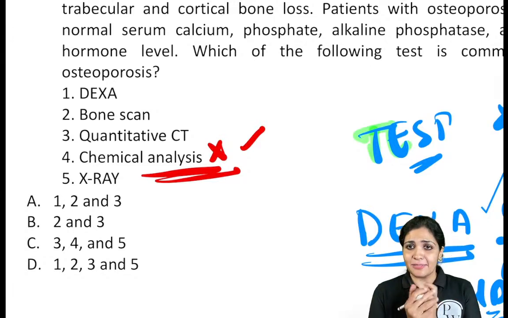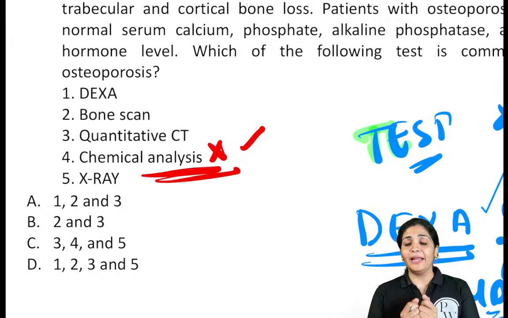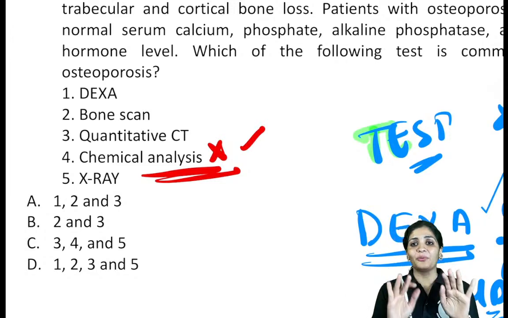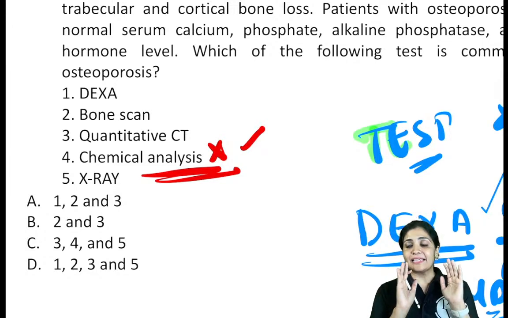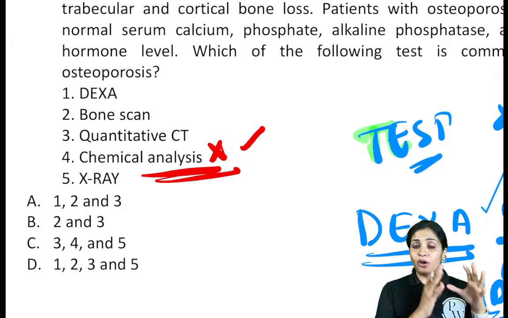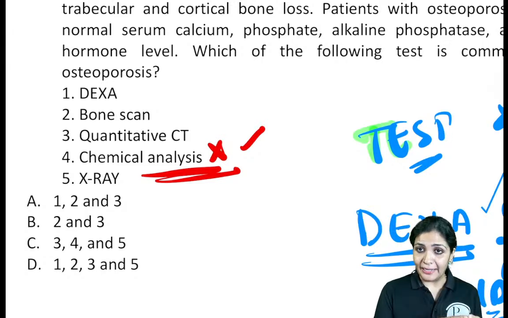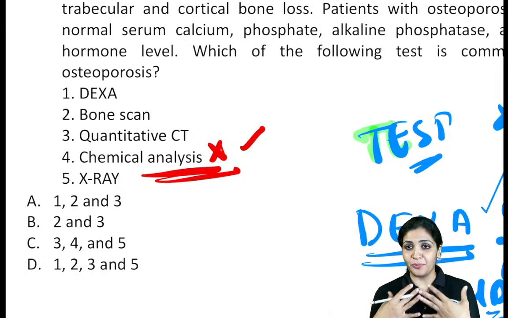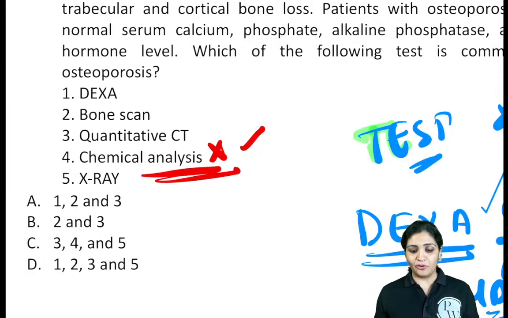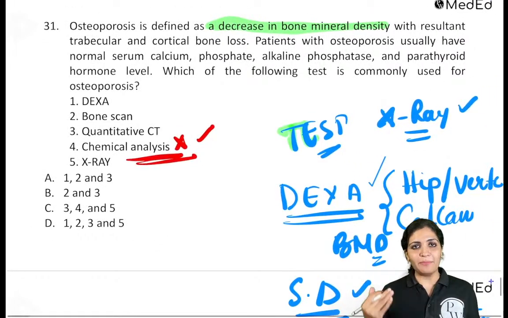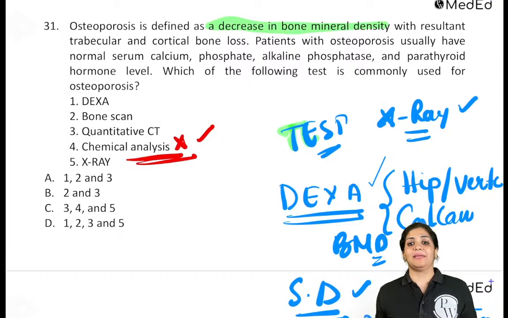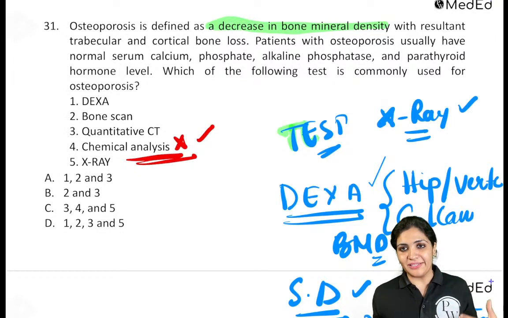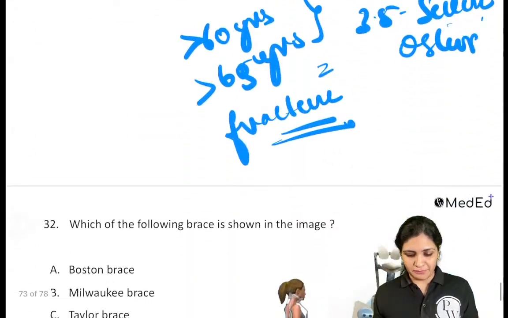So chemical analysis is mainly blood, right? You draw serum, and everything is loaded with calcium. It is the body which is maintaining normal calcium levels in the blood at the cost of your bone. So it is our responsibility to protect our bone also. For that, you go for DEXA, bone scan, quantitative CT and X-rays majorly, and try to prevent osteoporosis. So that is about osteoporosis.